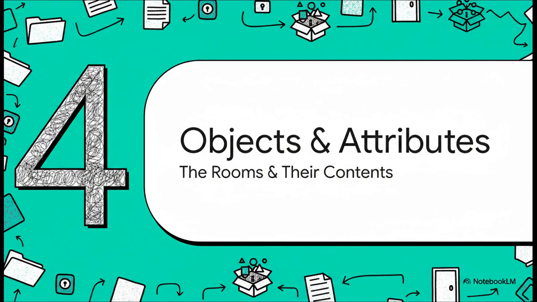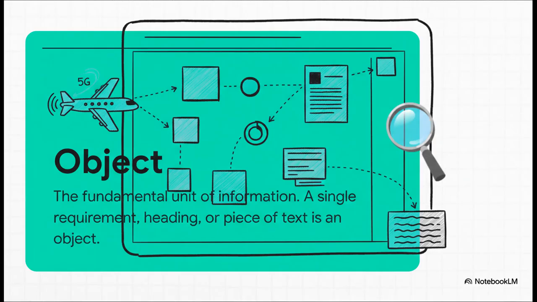Okay, we've explored the hallways. Now it's time to open some doors and look inside the actual rooms. We're going inside the modules to see what they contain. So when you're inside a module, the basic building block of everything is called an object. It's the most granular thing there is. A single requirement, the landing gear must support 50 tons, that's an object. But so is a heading for a section. Even just a plain old paragraph of text is considered an object.